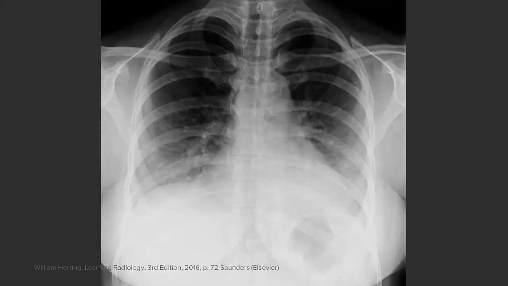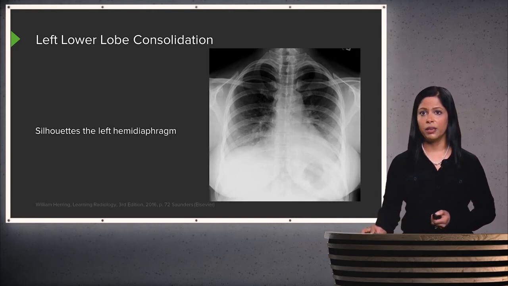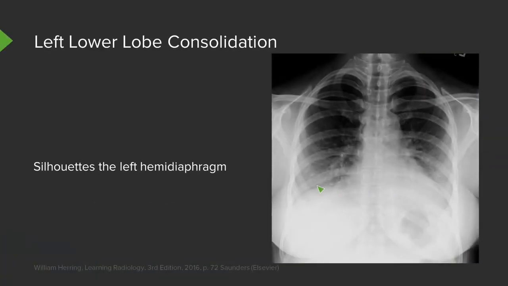So what do we see here? This is an example of left lower lobe consolidation. So we have silhouetting of the left hemidiaphragm here. So you can see a sharp margin here on the right. However, the left hemidiaphragm, which is normally visualized through the heart, is no longer seen. So this is a left lower lobe consolidation.